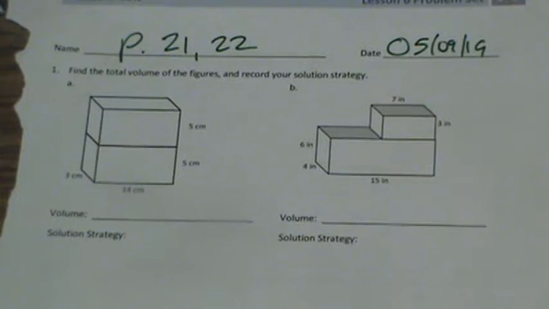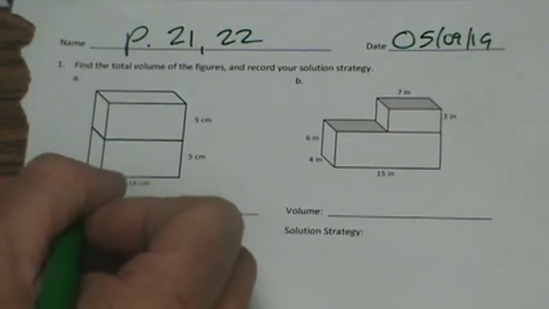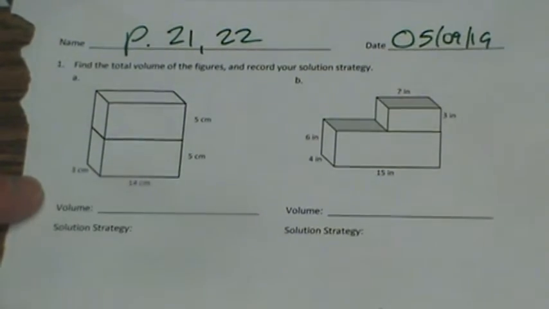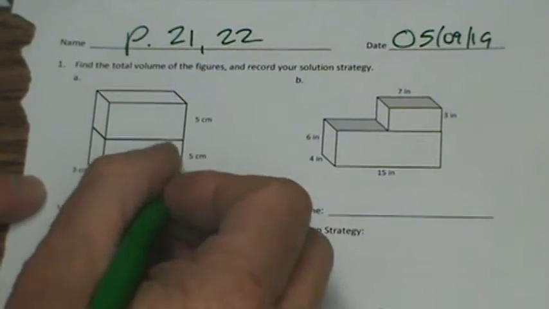All right, so let's take a look at our first problem. We have 5, 5, 14, and 3. So I know this one's 3 times 14 times 5. Okay, so let's go ahead and do that. Get this out of the way. The 3 times 14 times 5.